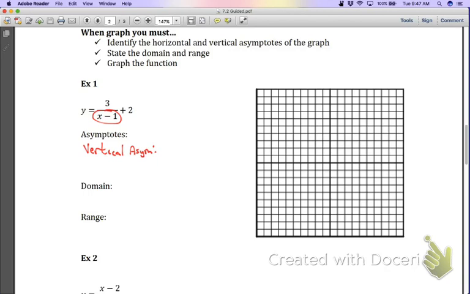So if it's x minus 1, what is your vertical asymptote? What can x not be? Positive 1 or negative 1? Positive 1. So my vertical asymptote is at x equal to 1. So then all I'm going to do is have a vertical line here. There's my vertical asymptote. What is my horizontal asymptote? It's just going to be a positive 2. Okay, it's going to be exactly what it is. So it's going to be y equal to 2.